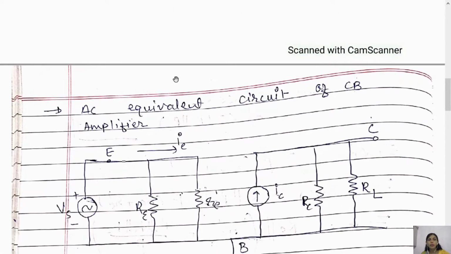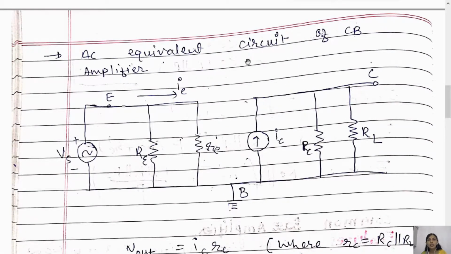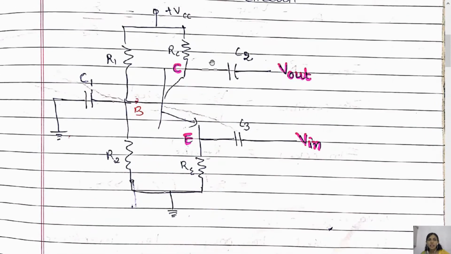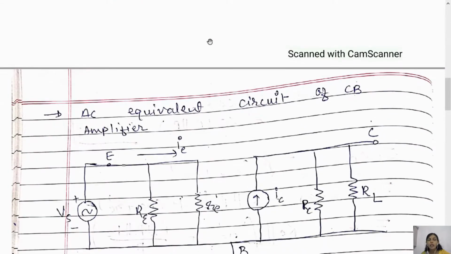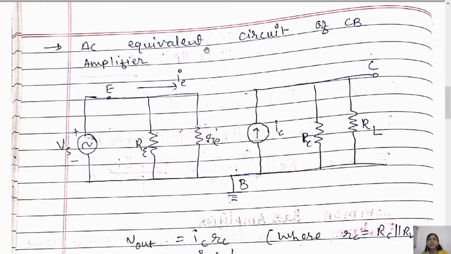Now let us come to the equivalent circuit of the CB amplifier, the AC equivalent circuit. This is the main circuit, which is known as the DC circuit because we are applying the plus VCC DC supply. And now from that DC circuit we are drawing the equivalent circuit, which is known as the AC model of the CB amplifier. There are two types of AC models: one is known as the pi model and another is known as the T model.